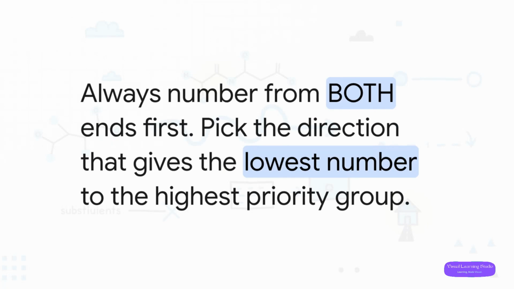And this brings me to the golden rule of numbering. Please listen to this. Before you decide anything, you have to number the chain from both ends. I'm serious. Take your pencil and lightly number it one way, then flip it and number it the other way. Then you just look at your traffic light. Which direction gives the red light, the functional group, the smallest number? That's your answer. This one little habit will prevent so many mistakes.